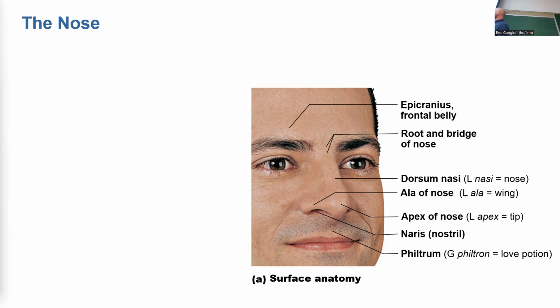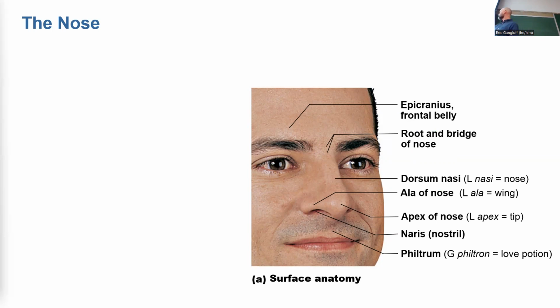And then you have the ala of the nose. Ala means wing. And so that's the little flares on the side of your nostrils there. Nostrils are more formally referred to as the nares. I'll just call them nostrils, but if you see that term nares, it's the same thing as a nostril. It's the little hole in the front there that air goes in and out. The apex of the nose is the little tip of your nose there. It's where you go boop when you get booped.